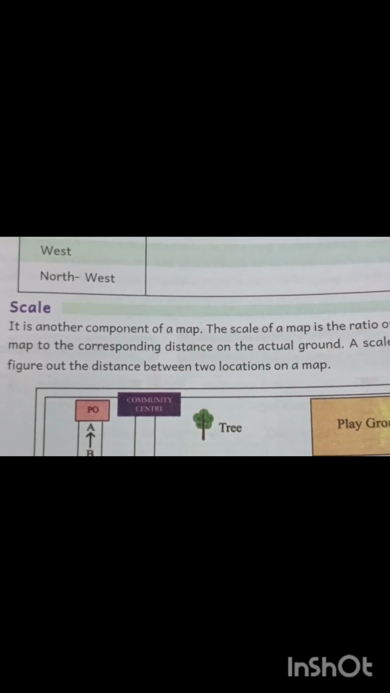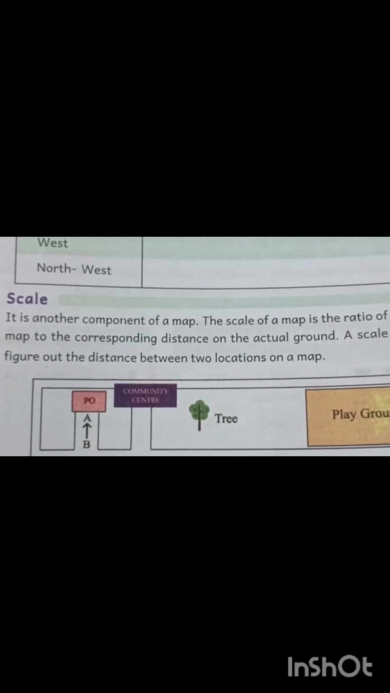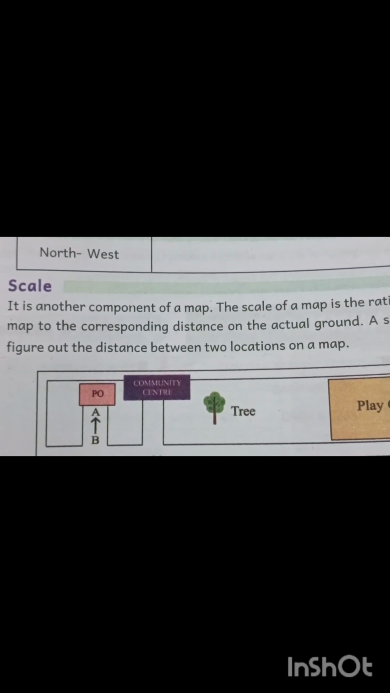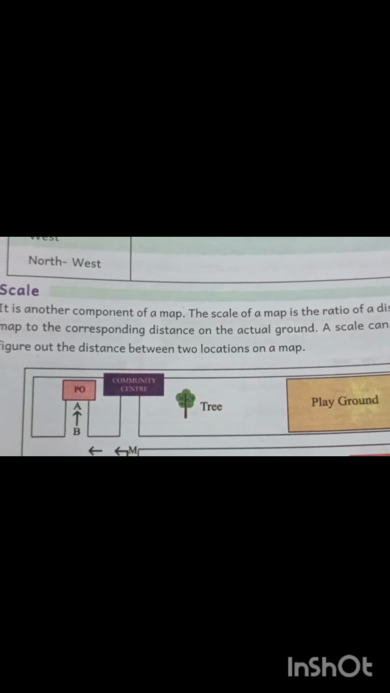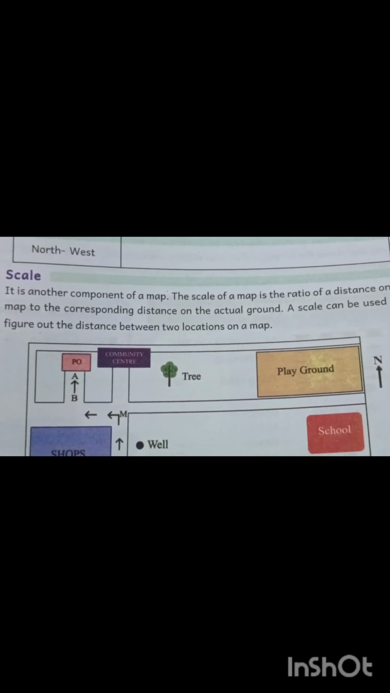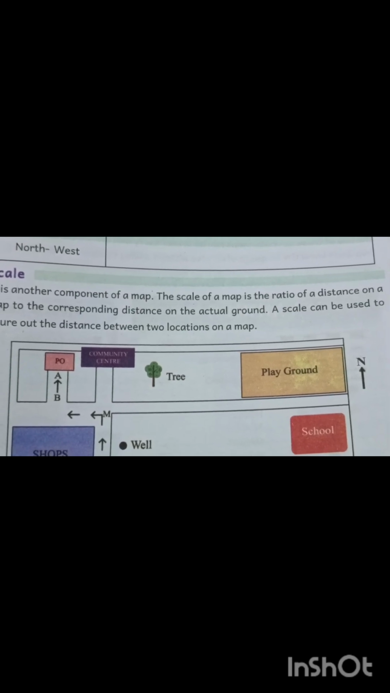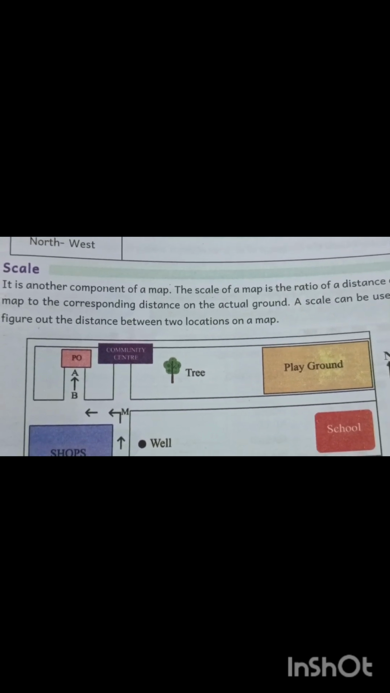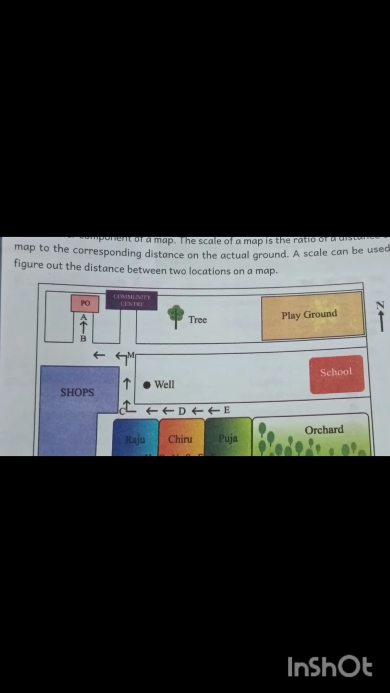Now, we are going to know about scale. It is another component of a map. The scale of a map is the ratio of a distance on a map to the corresponding distance on the actual ground. A scale can be used to figure out the distance between the two locations on a map.